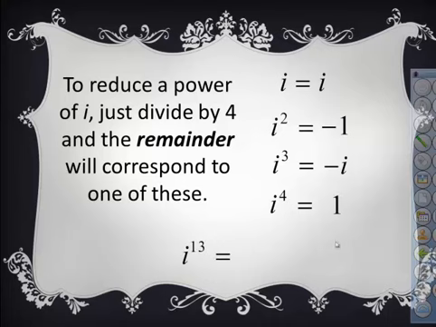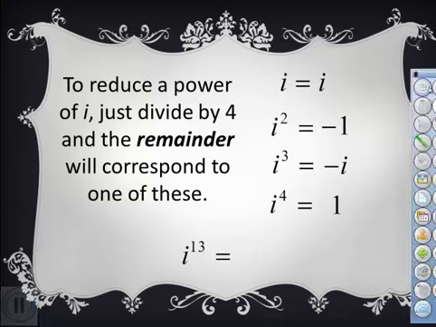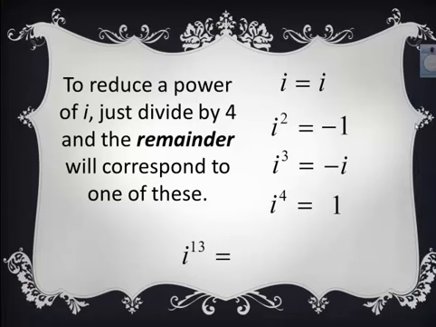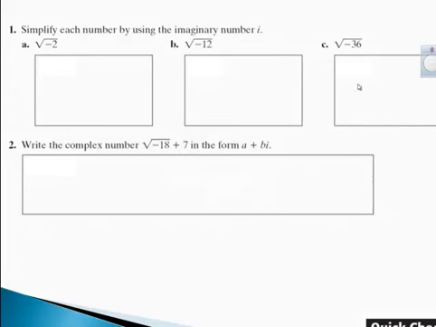So see if you guys could take a second and figure out what i to the 13th would be. How I usually do this, if you're stuck, is I look at this and say, okay, well, I know 12 is a factor of 4, right? 12 and 4 kind of go hand in hand. So 12 would be right here, so 13 would then be right there. Does that make sense? All right, so anyway, good luck with that.